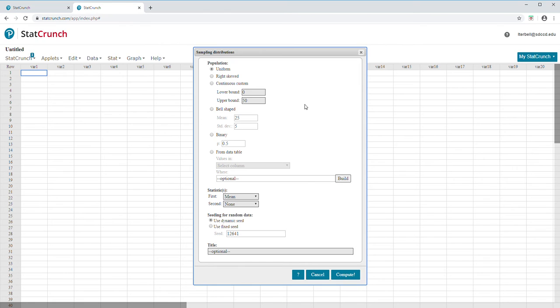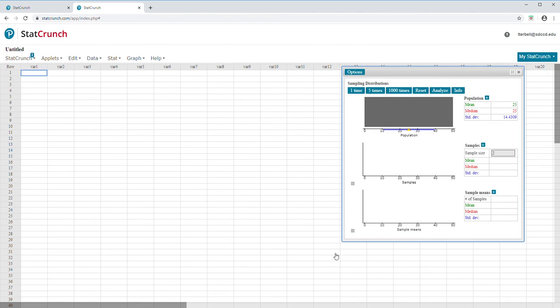So now I'm going to change the distribution shape. The first time, we looked at the heights of adult men, which have a bell-shaped distribution. Now I'm going to look at a uniform distribution. A uniform distribution has a rectangular shape like this one. It goes from 0 to 50.